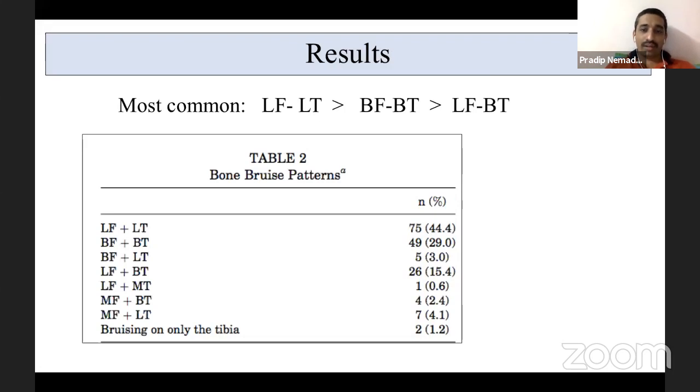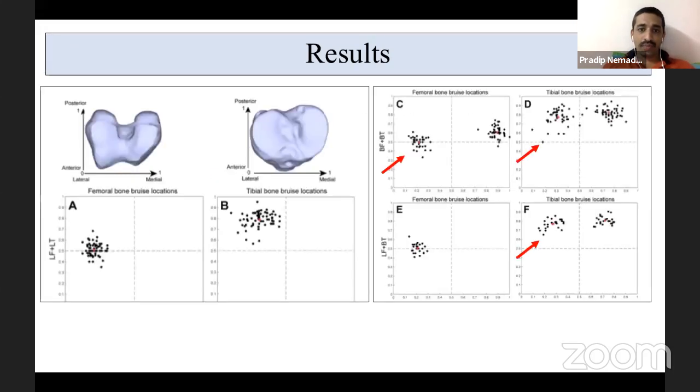Then, based on the patterns, the most common pattern was lateral femur, lateral tibia. The second most common pattern was bicondylar femur and bicondylar tibia. And the third most common pattern was lateral femur and bicondylar tibia. So the percentages were 44, 29, and 15 for the bone bruise distribution pattern as far as lateral and medial is considered. Then they also studied the anteroposterior location of the bone bruise pattern.